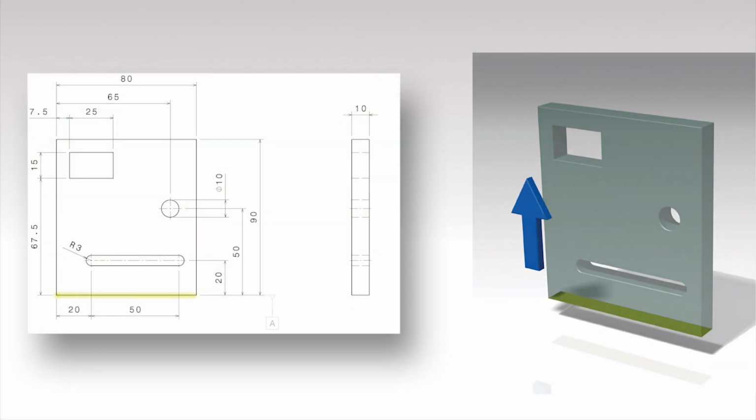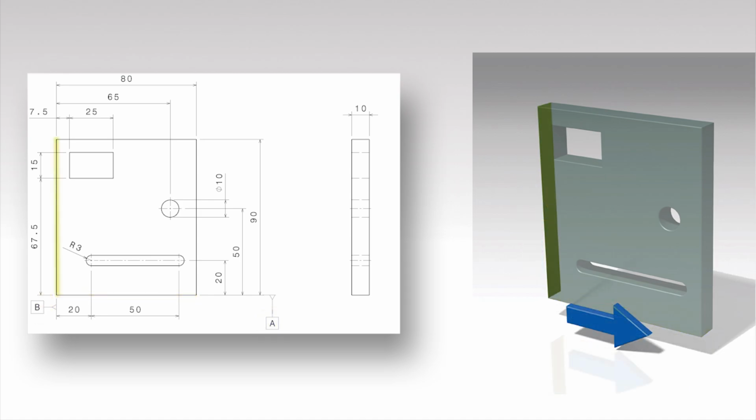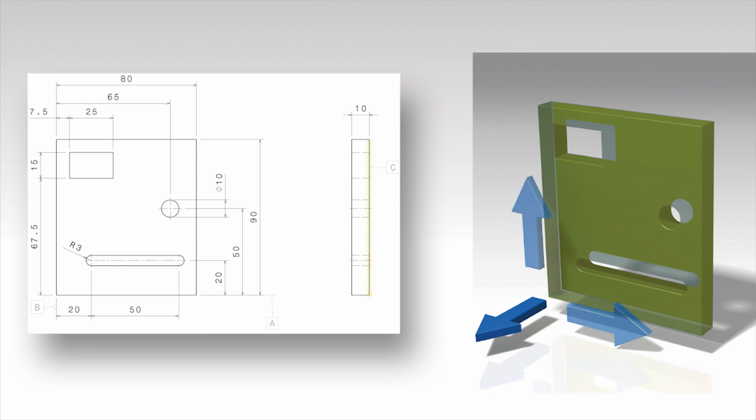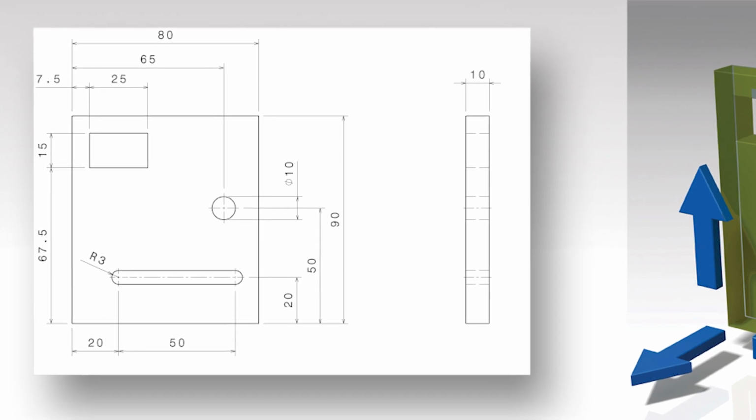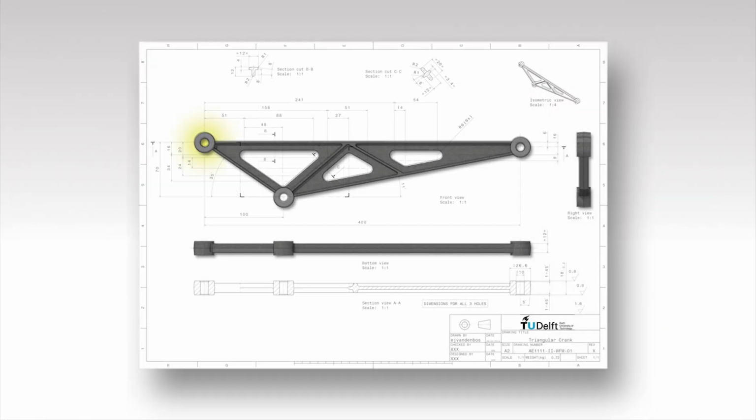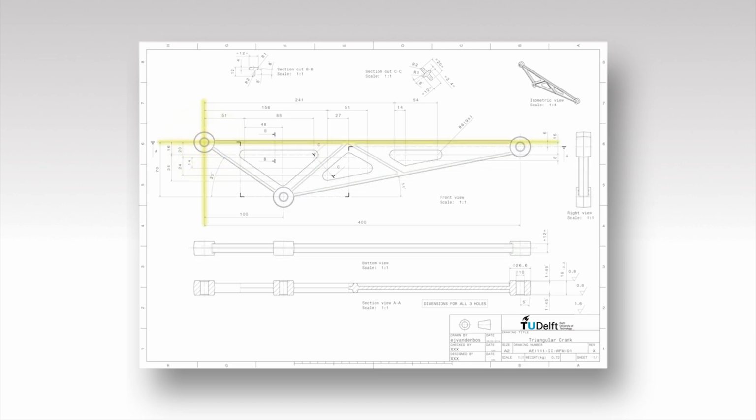Datum features can be indicated on drawings as shown in the example. But even without an explicit indication of the datum, any trained engineer will recognize a datum feature by the way the dimensions are arranged. The hole on the left side of the triangular crank is the datum feature for both the horizontal and the vertical dimensions in the front view.